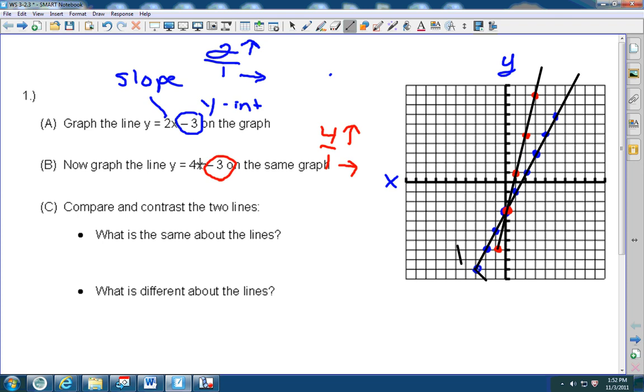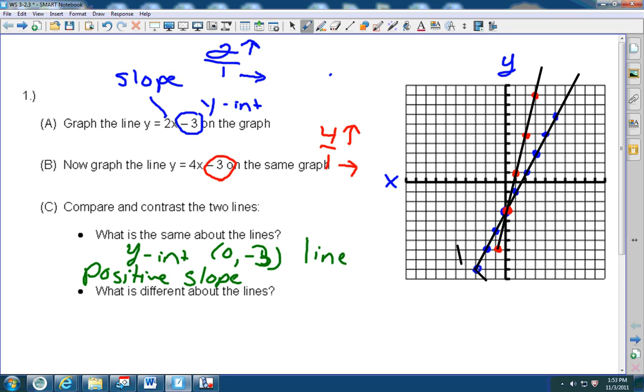Okay. Now, the question is now asking us, what is the same about the lines? Well, the same is they both have the same y-intercept. They're both at 0, -3. And the other thing is that they're both positive, or they have positive slopes. You could also put in there that the line is increasing. What is different about them? Their slopes. One is 2 and the other one is 4.